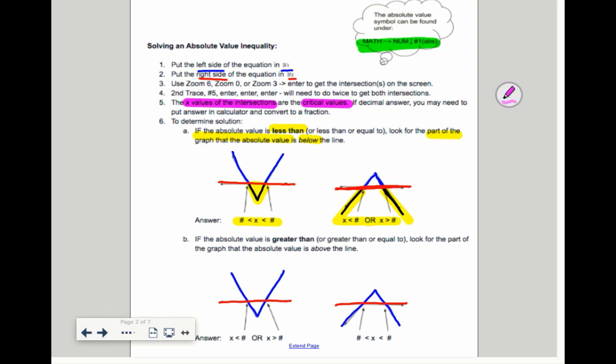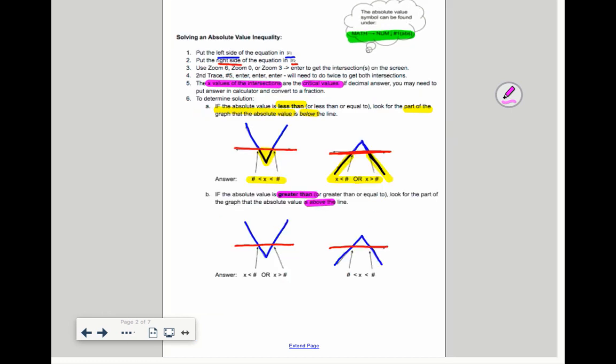If the absolute value is greater than or equal to, look for the part of the graph of the absolute value that is above the line. Greater is above now. In our example, we have a blue absolute value and a red line. What part of the blue line is above the red line? It would be this part. Again, that's an "or" because there's a gap, so your answer is going to look like that. In the other example, above the red line is that part. Again, if I can make a triangle, I think of that as an "and," and that's what your answer is going to look like. So let's go ahead and do some examples.